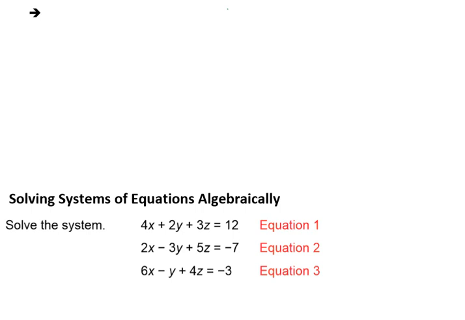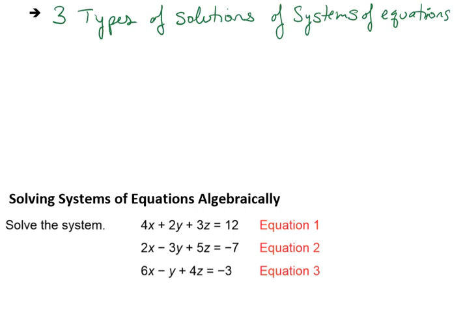In this video, we're going to be talking about systems of equations, specifically when we have three variable systems. So how many different types of solutions are possible? Well, there are three different types of solutions for systems of equations that are possible. You could have one solution, you could have no solution, or you could have many solutions.